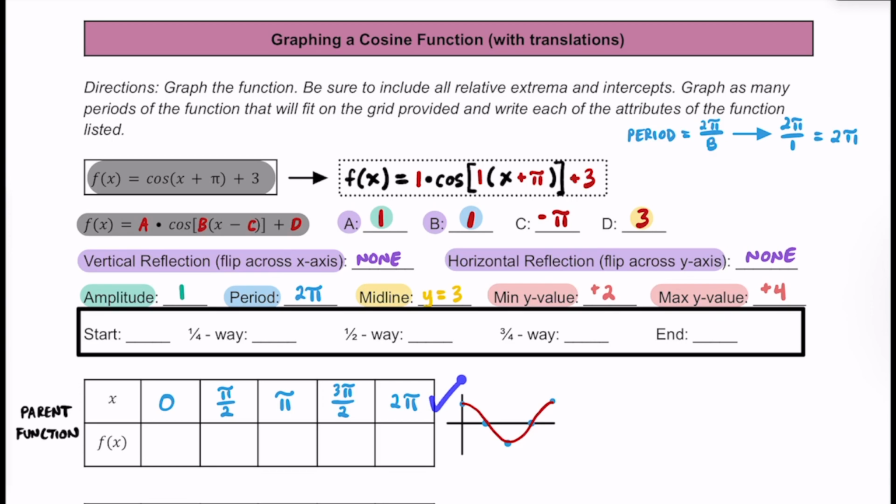So these are the 5 critical x values for the parent function, but we're not going to use those here. We're going to have to find out our new ones for this particular function because of the translations. And of course, here are our y values or f of x values. So we start up at 1, we go to 0, go down to negative 1, then back to 0, then back up to positive 1.